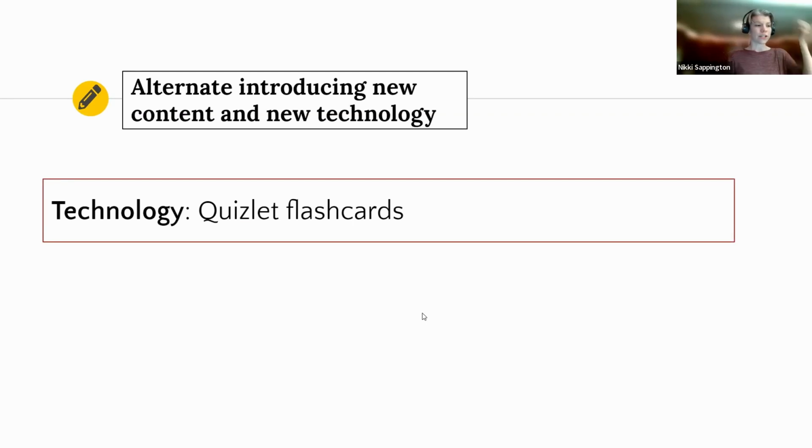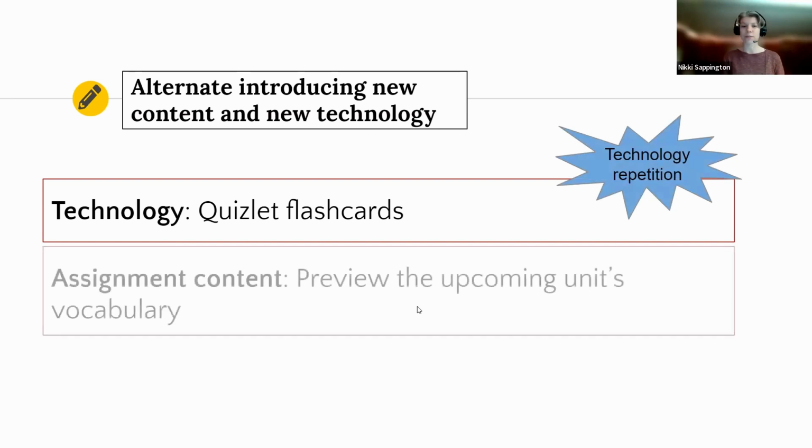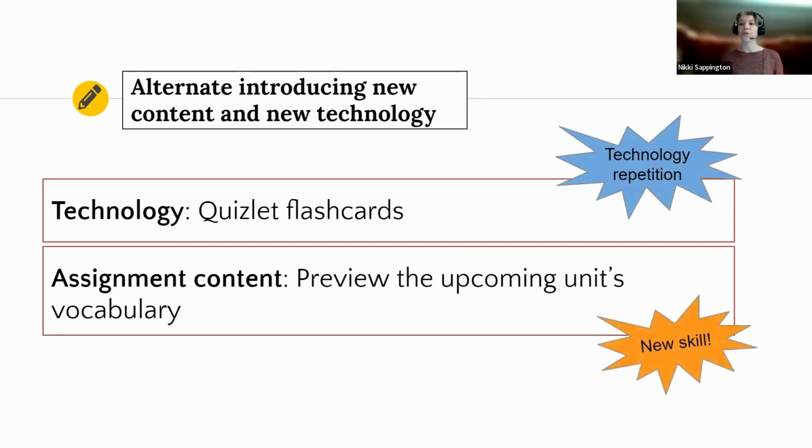you can use technology that students are comfortable with to introduce new language. So for example, let's say you've already introduced and your students are very comfortable using Quizlet flashcards. So you can use that same Quizlet flashcard tool, there's a technology repetition, to kind of introduce a new ESL skill or a new piece of language. So your students can use Quizlet flashcards to preview the upcoming unit's vocabulary. So here the technology isn't new, but the language is.